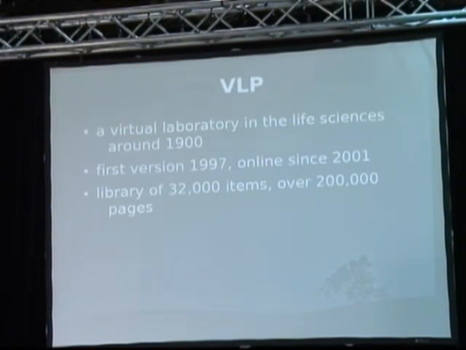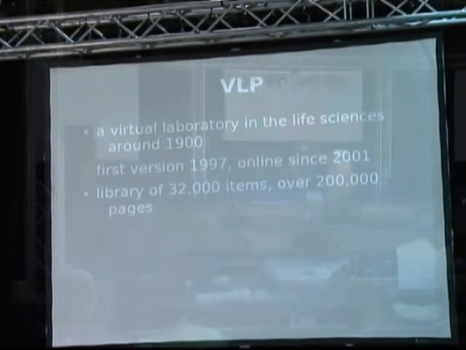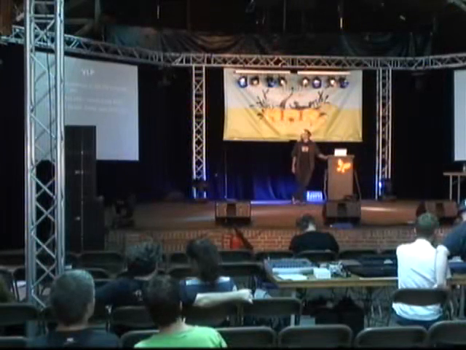So another project is the Virtual Laboratory of Physiology, as it was called. Now it's not only physiology, but trying to expand into more of the life sciences around the 19th century, early 20th century. We had a first version created or thought up in 1997 and an online version since 2001. They have a rather extensive library of 32,000 items, articles, catalogs, containing more than 200,000 pages.